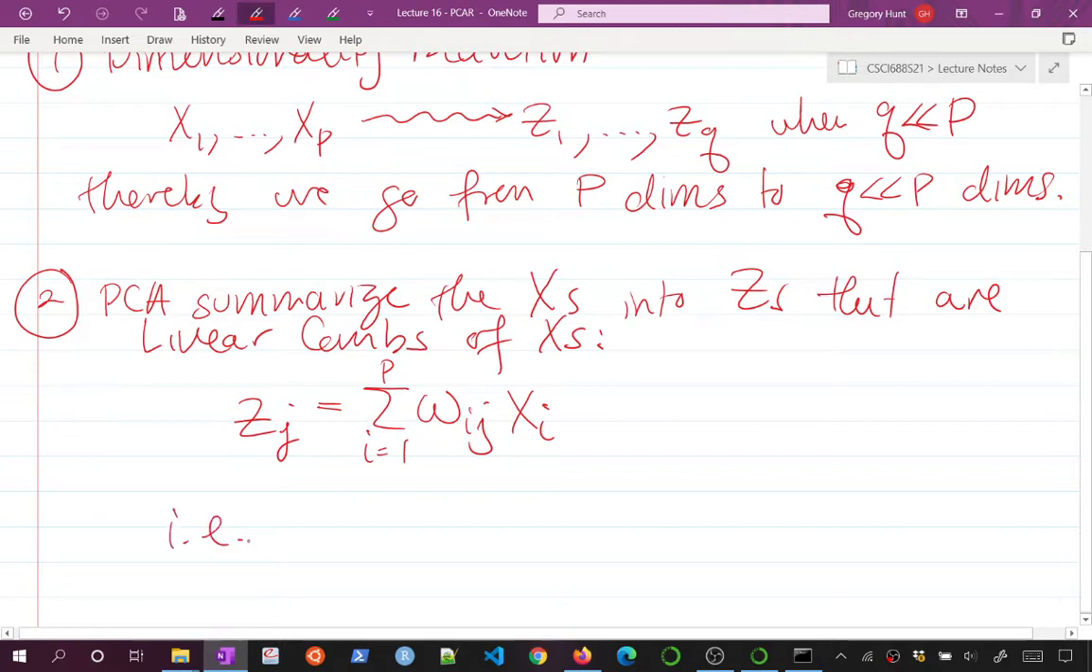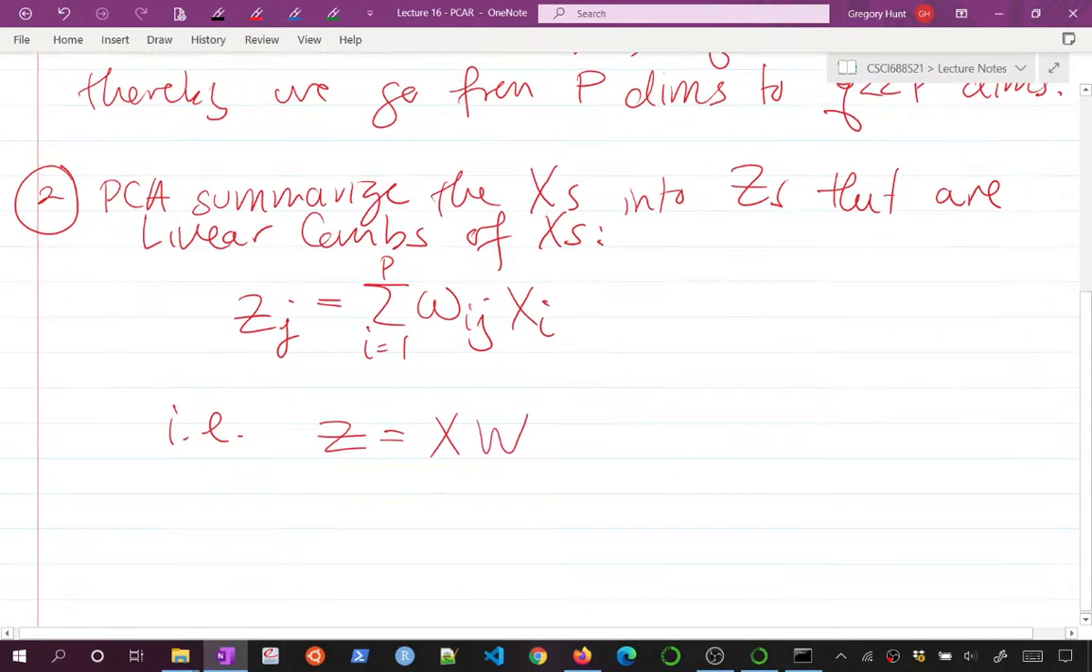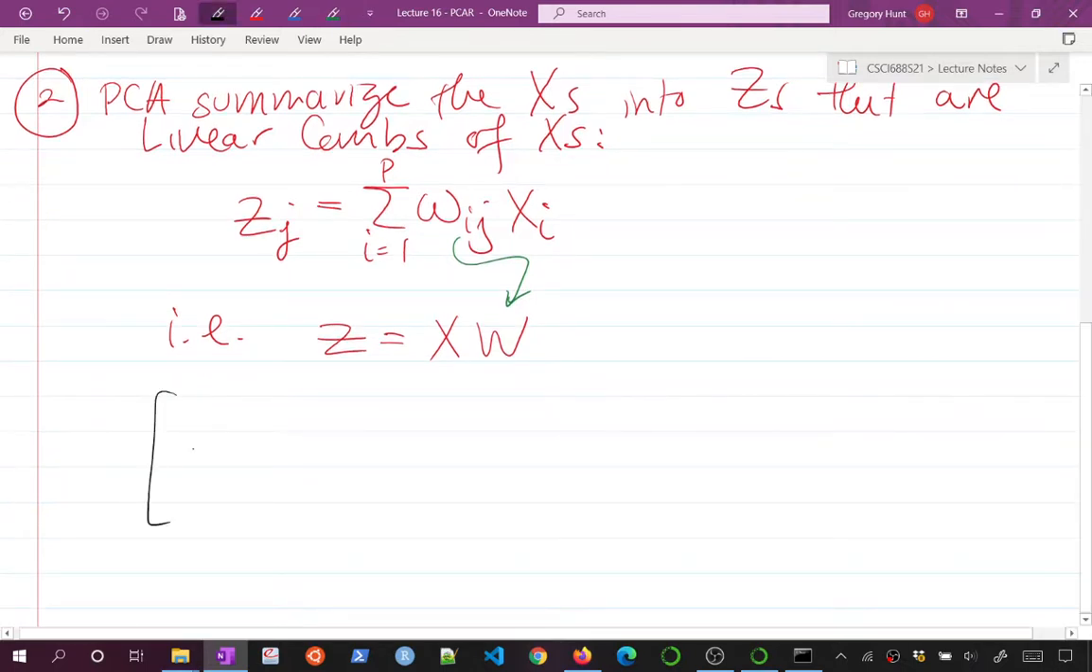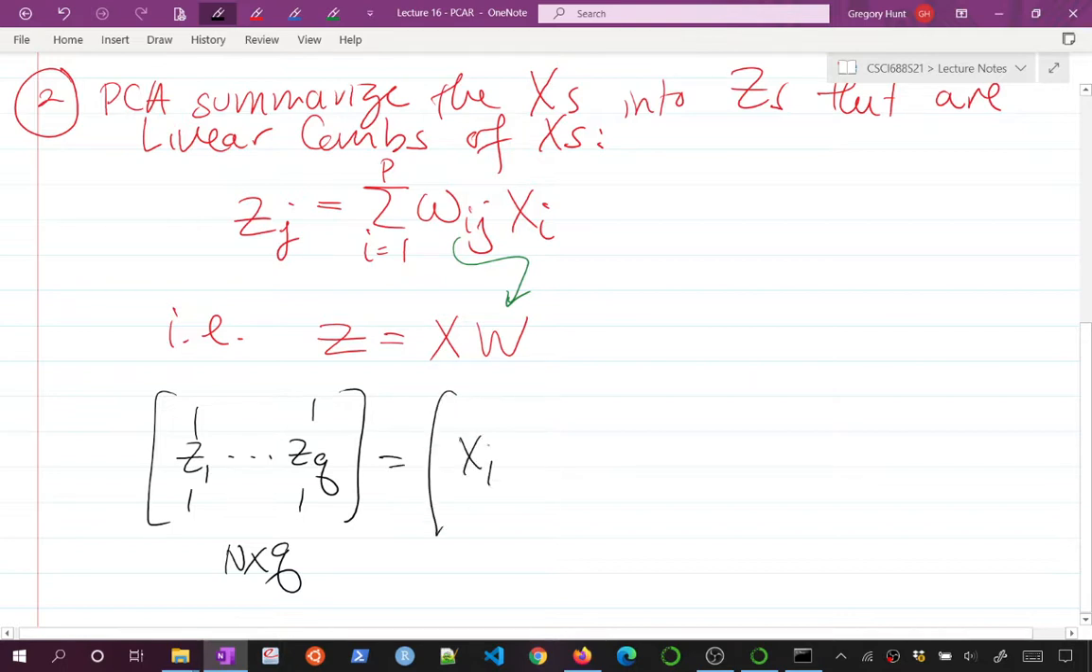We can write this, since we've all taken linear algebra, in a really simple way, where our new matrix of covariates, or a new matrix of features of data, can be written as our old matrix X times some weighting matrix W. And this weighting matrix is just encoding these w's. And so the idea is that we create a new data matrix with still n observations, but q variables, q columns. And that is created from our old data matrix, which has p columns. So this is n by p.